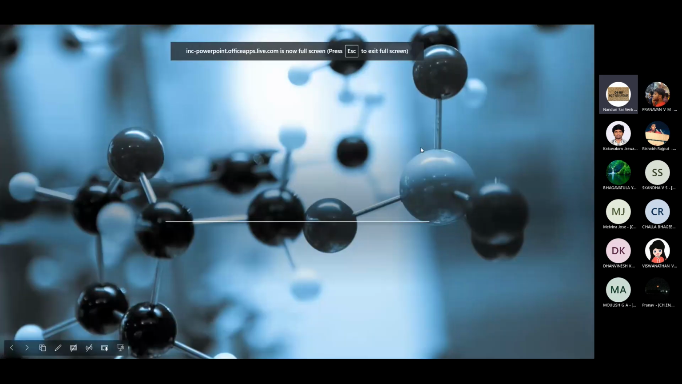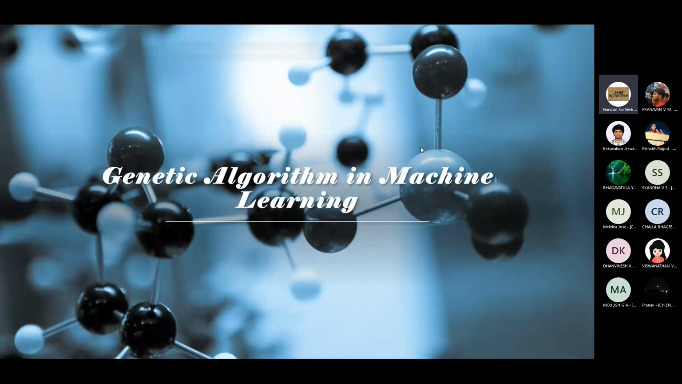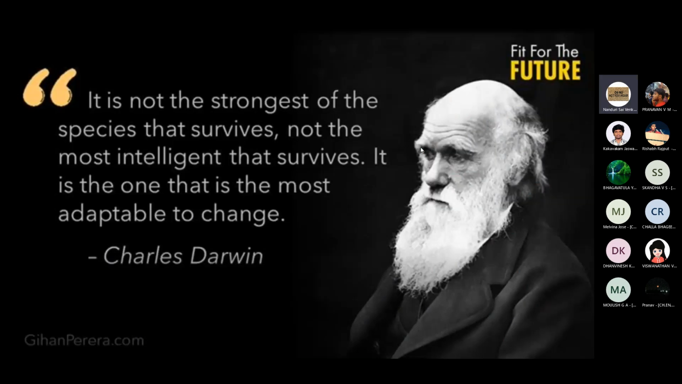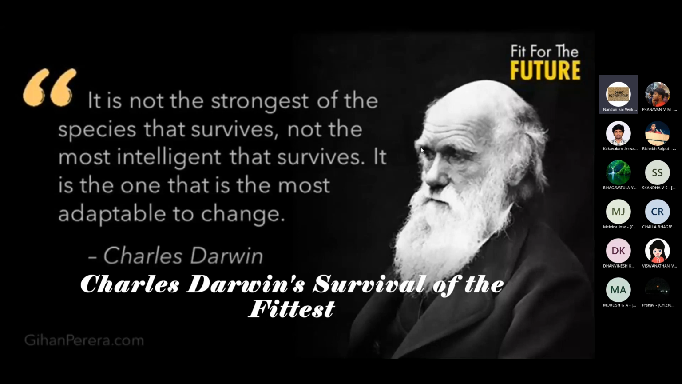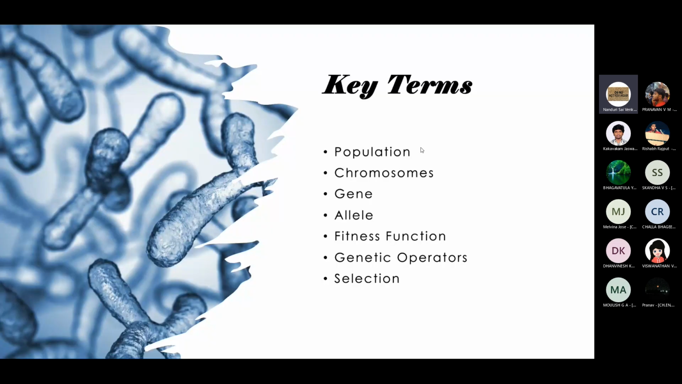So I'm Abhay Prasad from second year AI. I am going to explain genetic algorithm and machine learning today. Genetic algorithm is based on Charles Darwin's survival of the fittest. It's nowhere related to biology. These are the key terms we will be going through in this presentation: population, chromosomes, gene, alleles, fitness function, genetic operation, and selections.